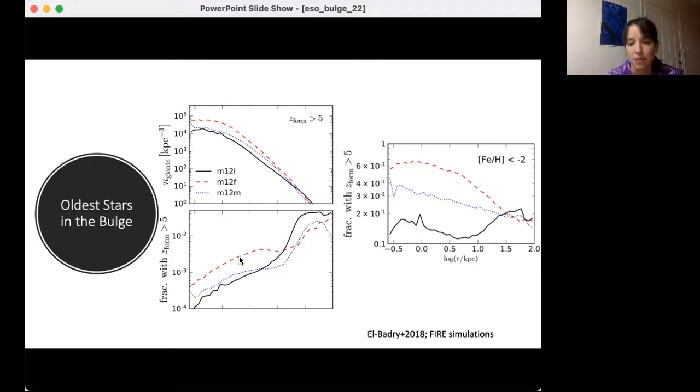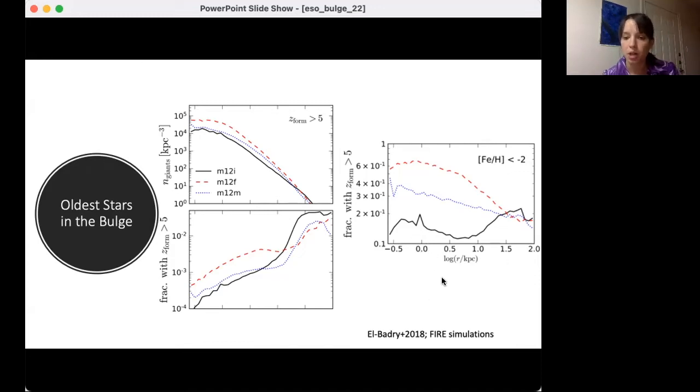Then in this bottom plot, what we actually look at is the fraction of stars at that radius that formed before z of 5. That's why people have historically gone to the halo to look for the oldest stars, because the fraction is higher in the halo. There are just so many stars in the center of the galaxy, even ones that weren't born before z of 5, so the fraction is much lower in the center of the galaxy.